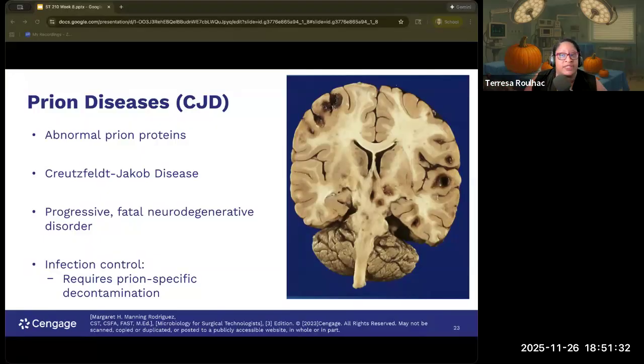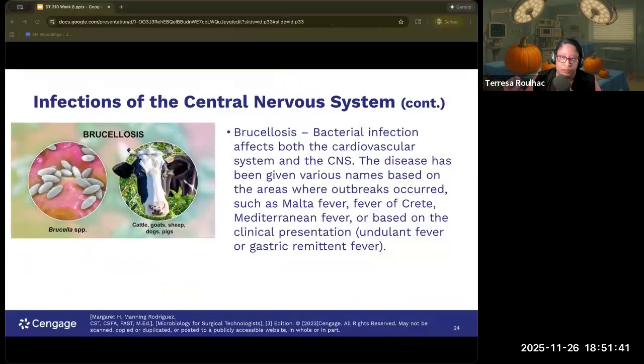Now, even if you never see a case, you must know how to handle instruments safely if prion disease is suspected because it can pass. A couple more diseases that we're going to talk about. We look at brucellosis. It is a bacterial infection that can affect both the heart and the central nervous system. Other names you might have heard would be Malta fever, Mediterranean fever, and fever of Crete.